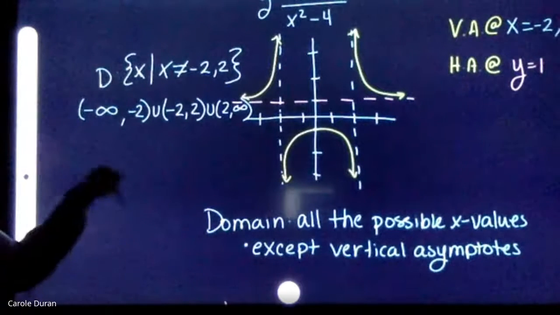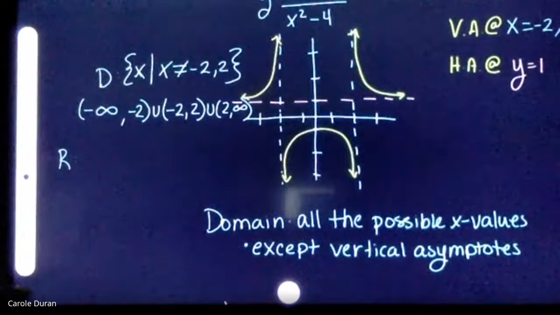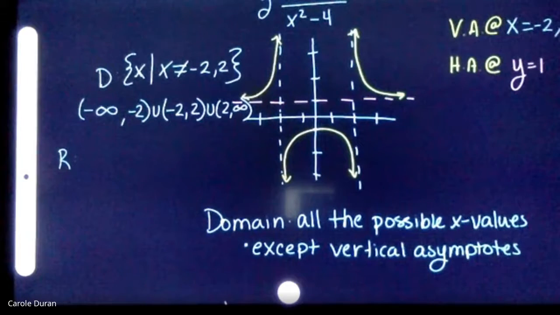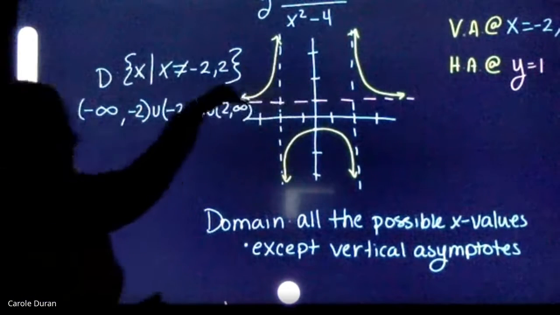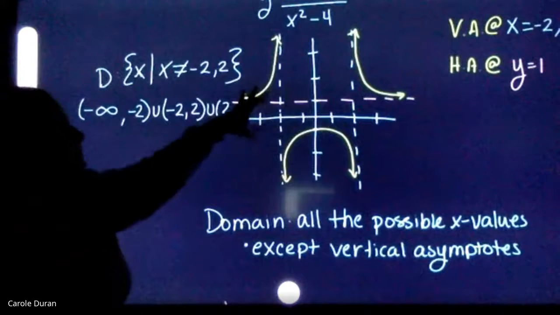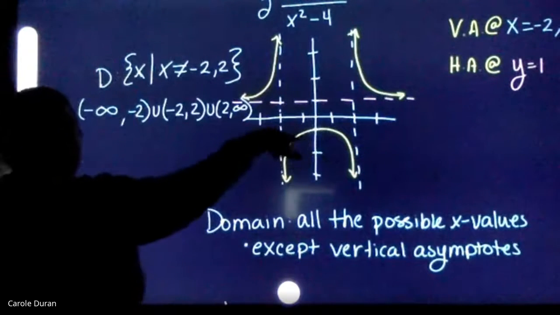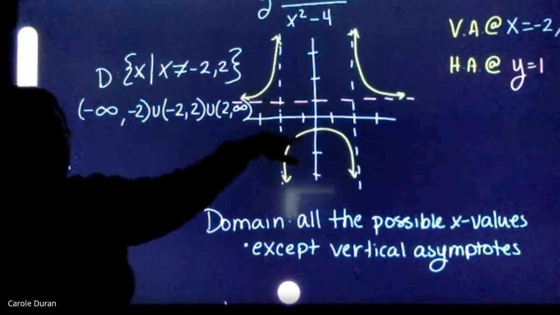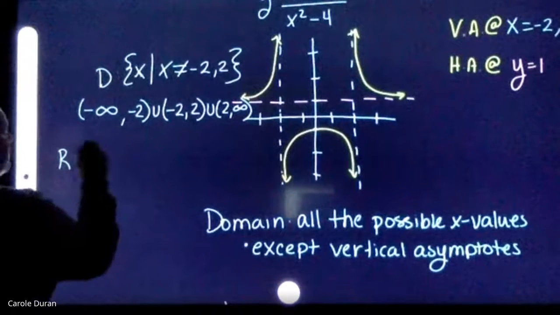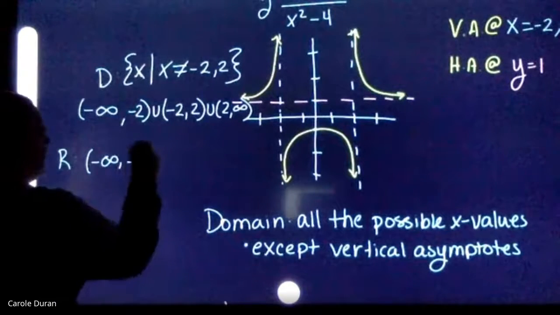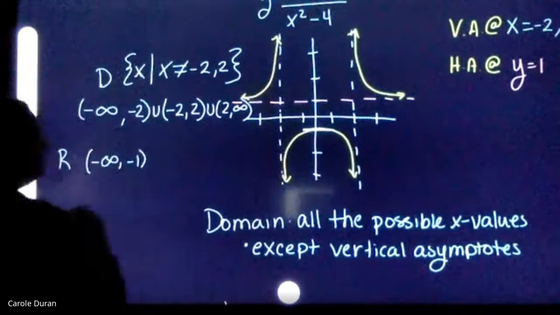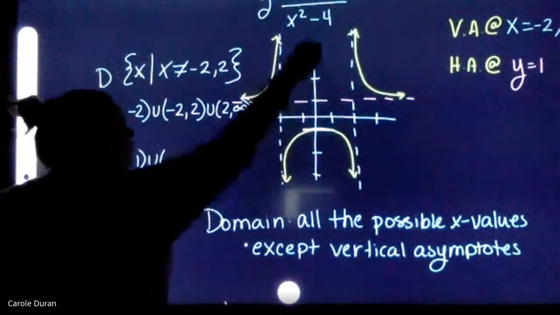Our range then works the exact same way. So again, I'm looking at the exceptions for my range, or for my y values. So clearly, I have a gap right here at my horizontal asymptote. I actually have a gap going from my horizontal all the way down to the top of that parabola. So I'm going to have a big gap in my range. So I'm going to say that my range is -infinity to -1, because that's where the top of my parabola is, union, and then 1 up to infinity.